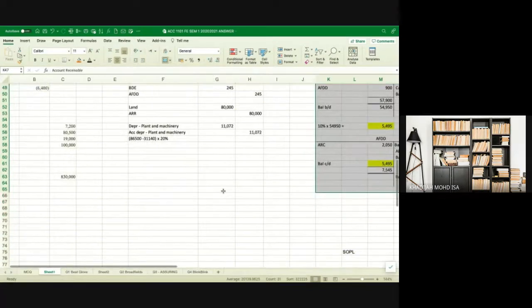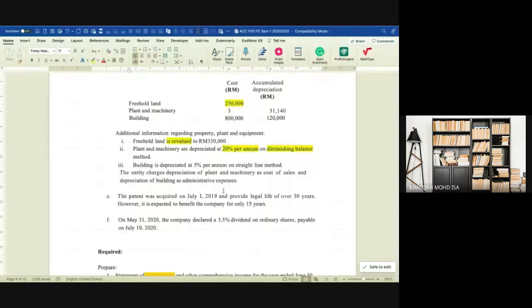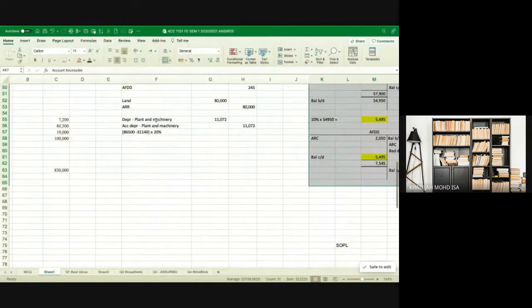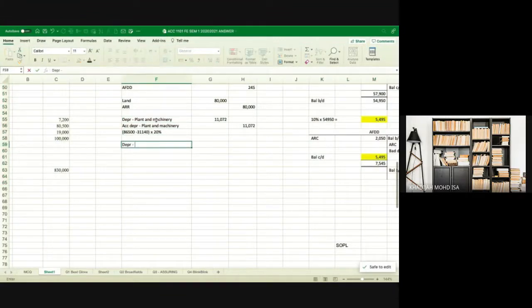Okay, the next one is the building is depreciated at 5% on a straight line basis. So now you have the building which is depreciated at 5%. When you say that it's a straight line basis, it means that you have to take from the cost, 800,000. So now you have depreciation for the building, and accumulated depreciation for the building.